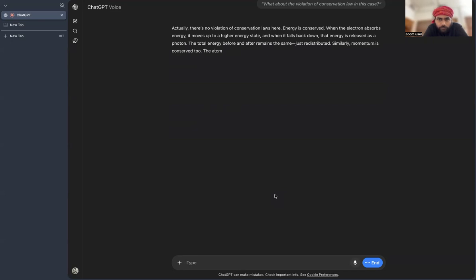Similarly, momentum is conserved too. The atom recoils slightly when emitting a photon, balancing the momentum. So everything stays conserved, just transformed between light, atom, and electron.